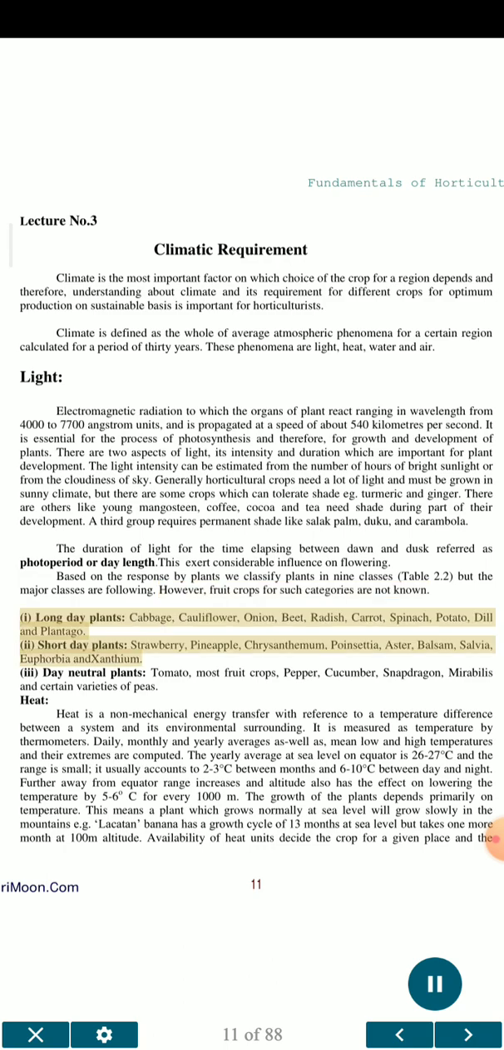Long day plants: cabbage, cauliflower, onion, beet, radish, carrot, spinach, potato, dill and plantago. Short day plants: strawberry, pineapple, chrysanthemum, poinsettia, aster, balsam, salvia, euphorbia and xanthium. Day neutral plants: tomato, most fruit crops, pepper, cucumber, snapdragon, mirabilis and certain varieties of peas.